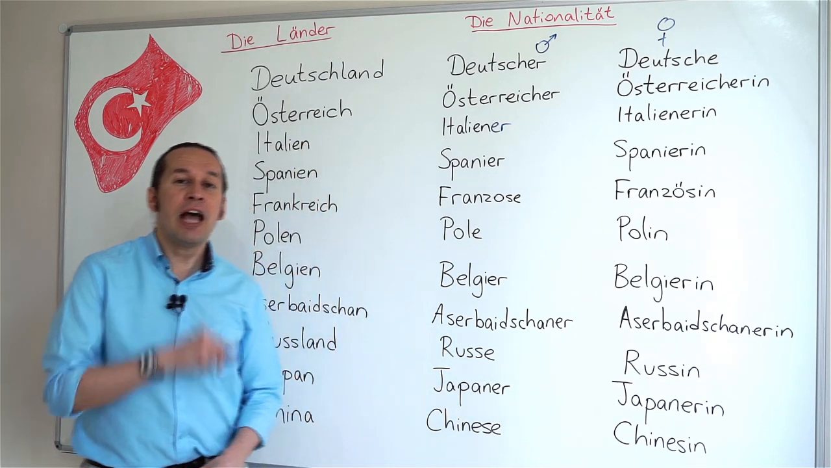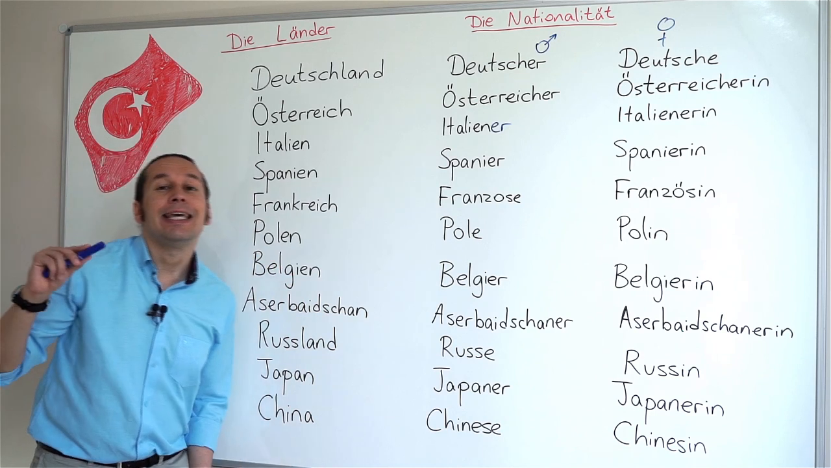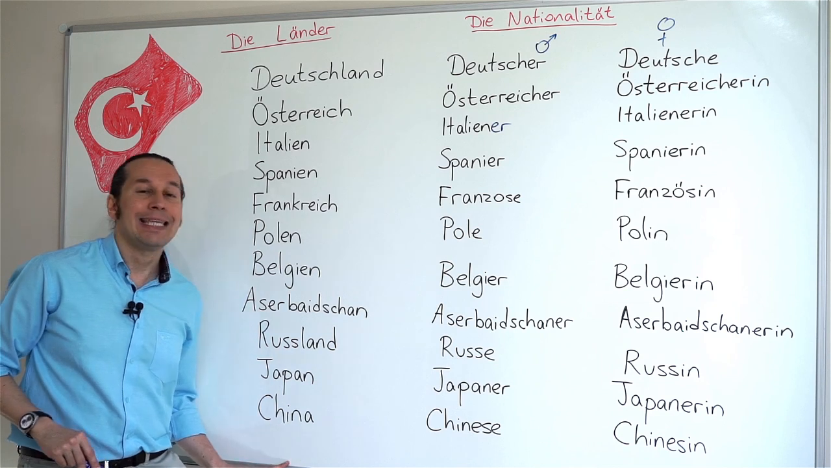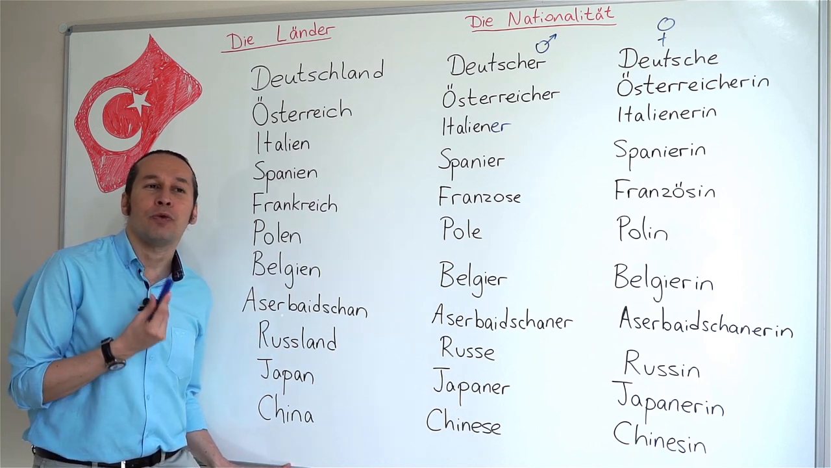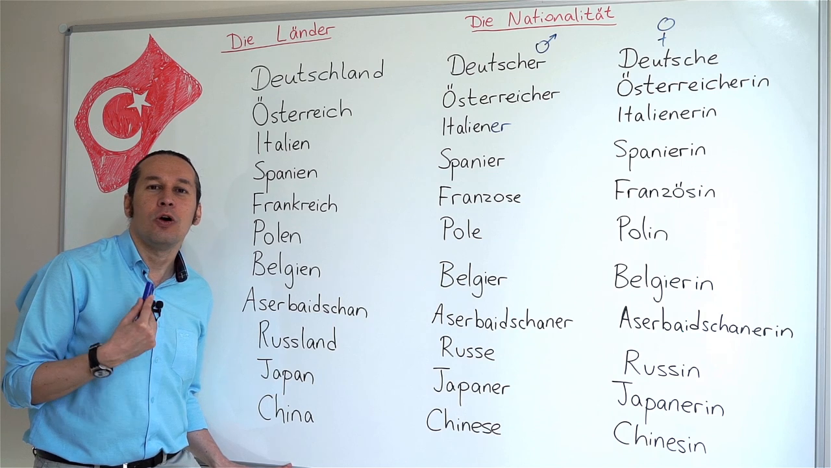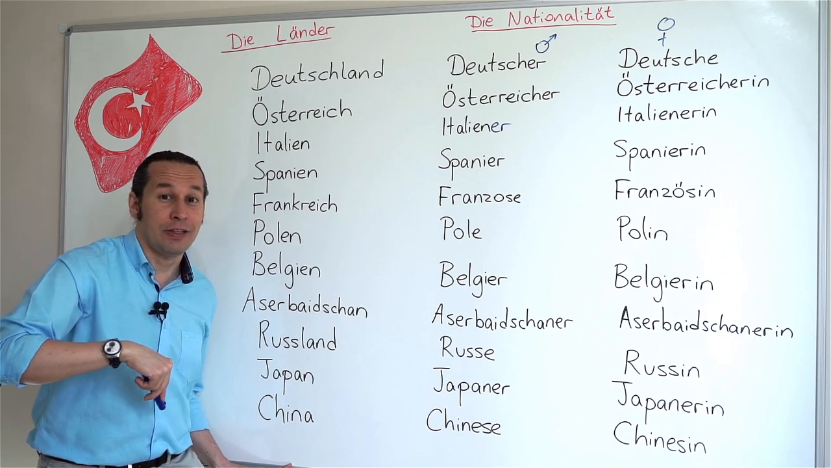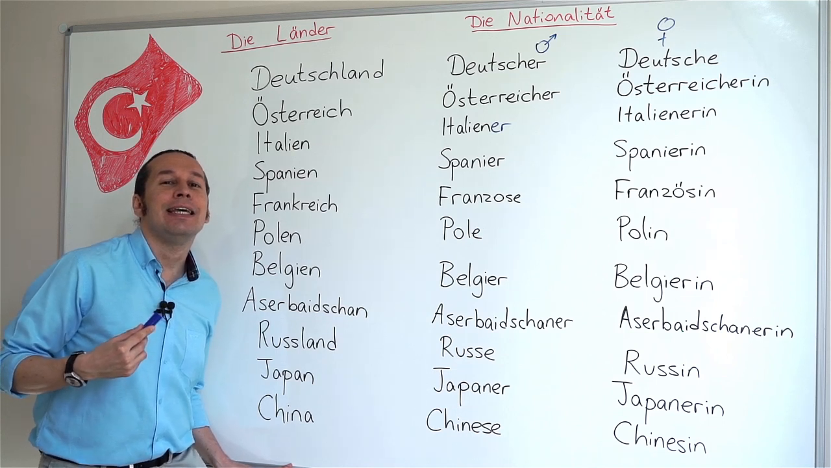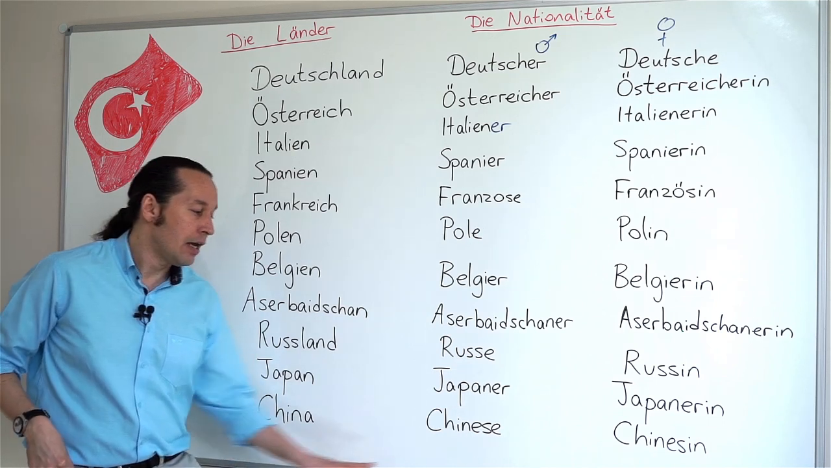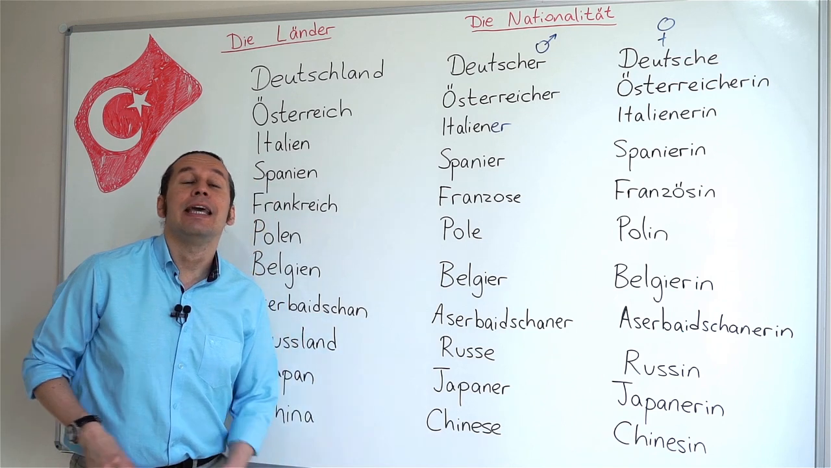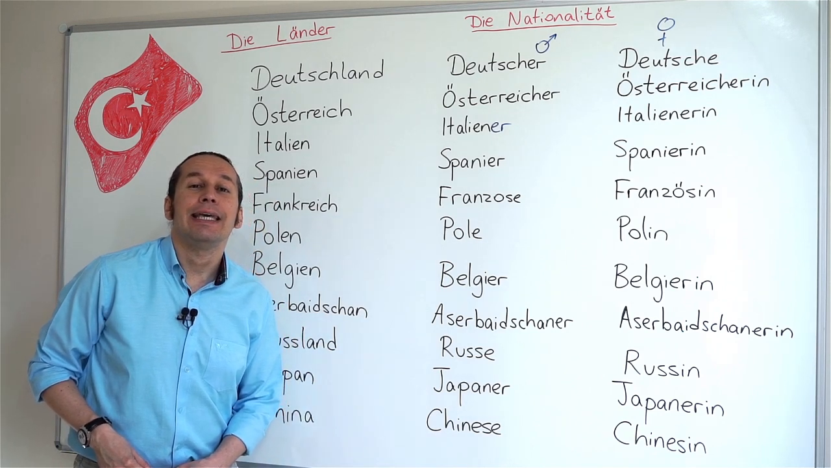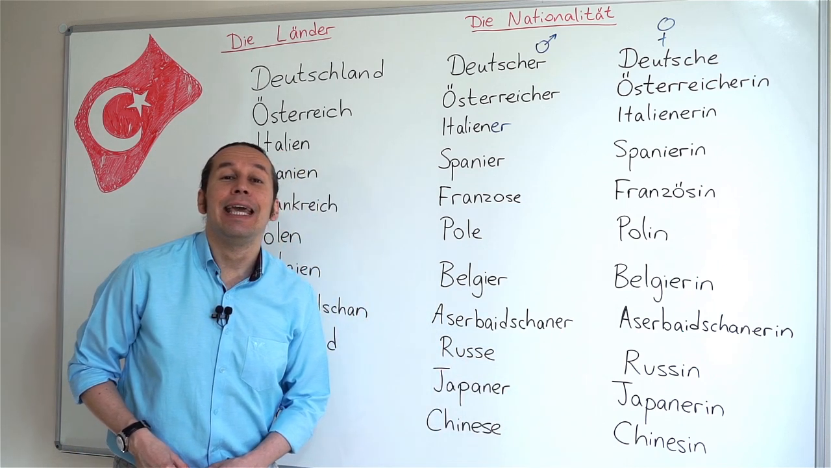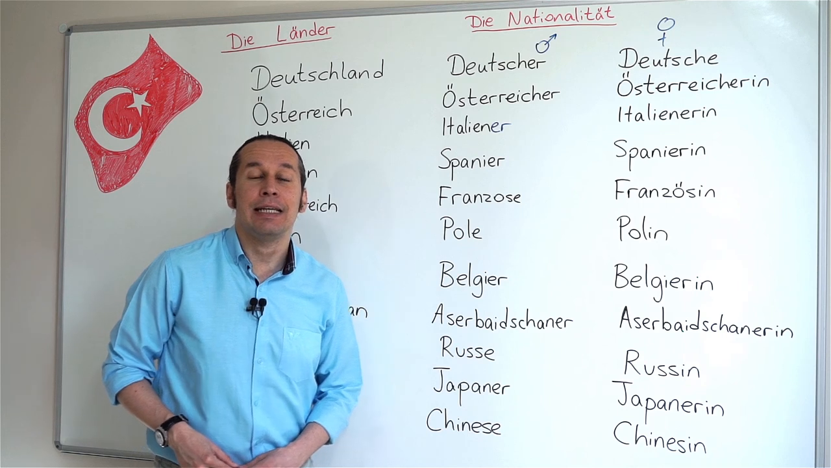Japanerin. For China, I'll say China. China, okay? It's just like as if I would say ich, right? So ich, I put out the e, and therefore I'll say sh, sh, sh. China. If it's a male, I'll say Chinese. If it's a female, I'll say Chinesin.